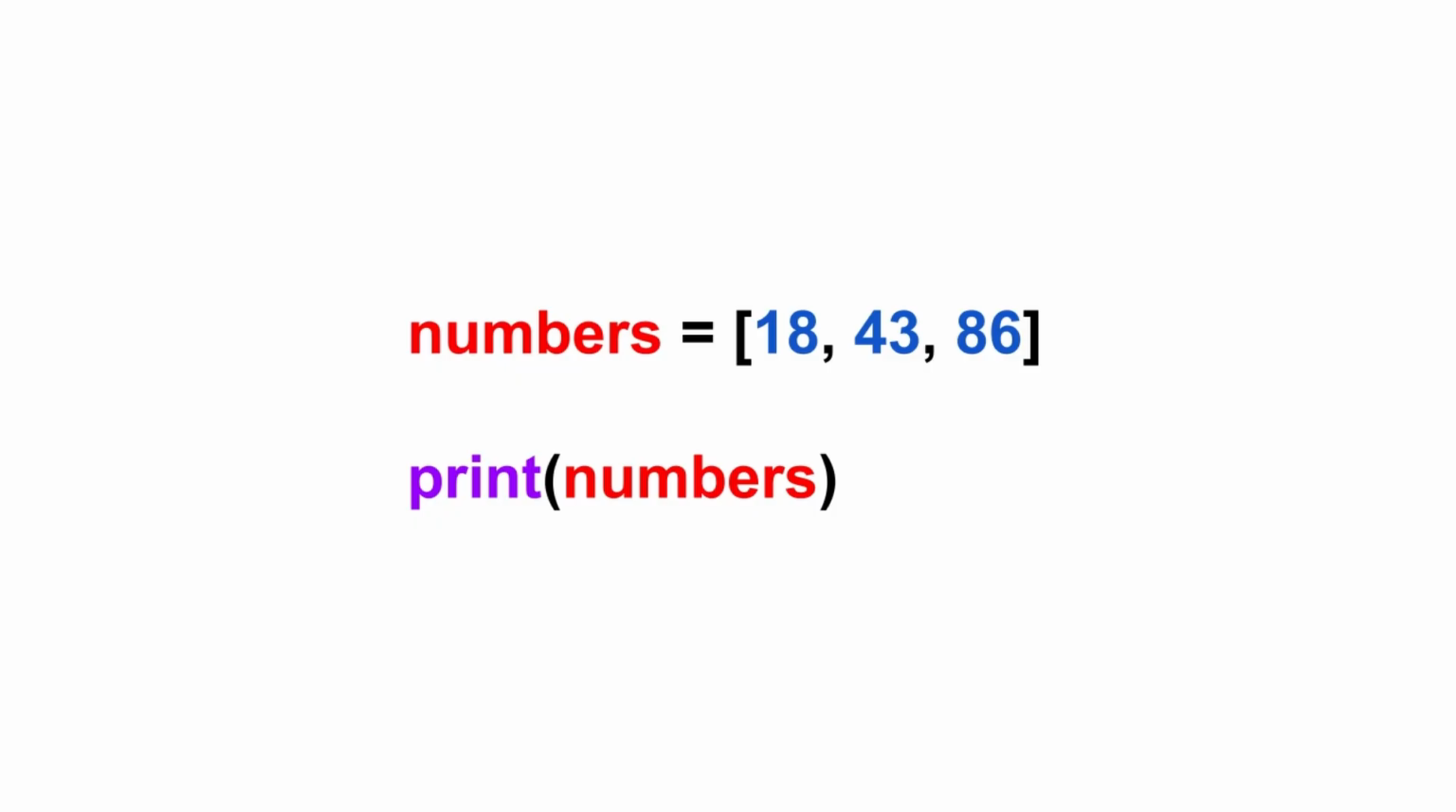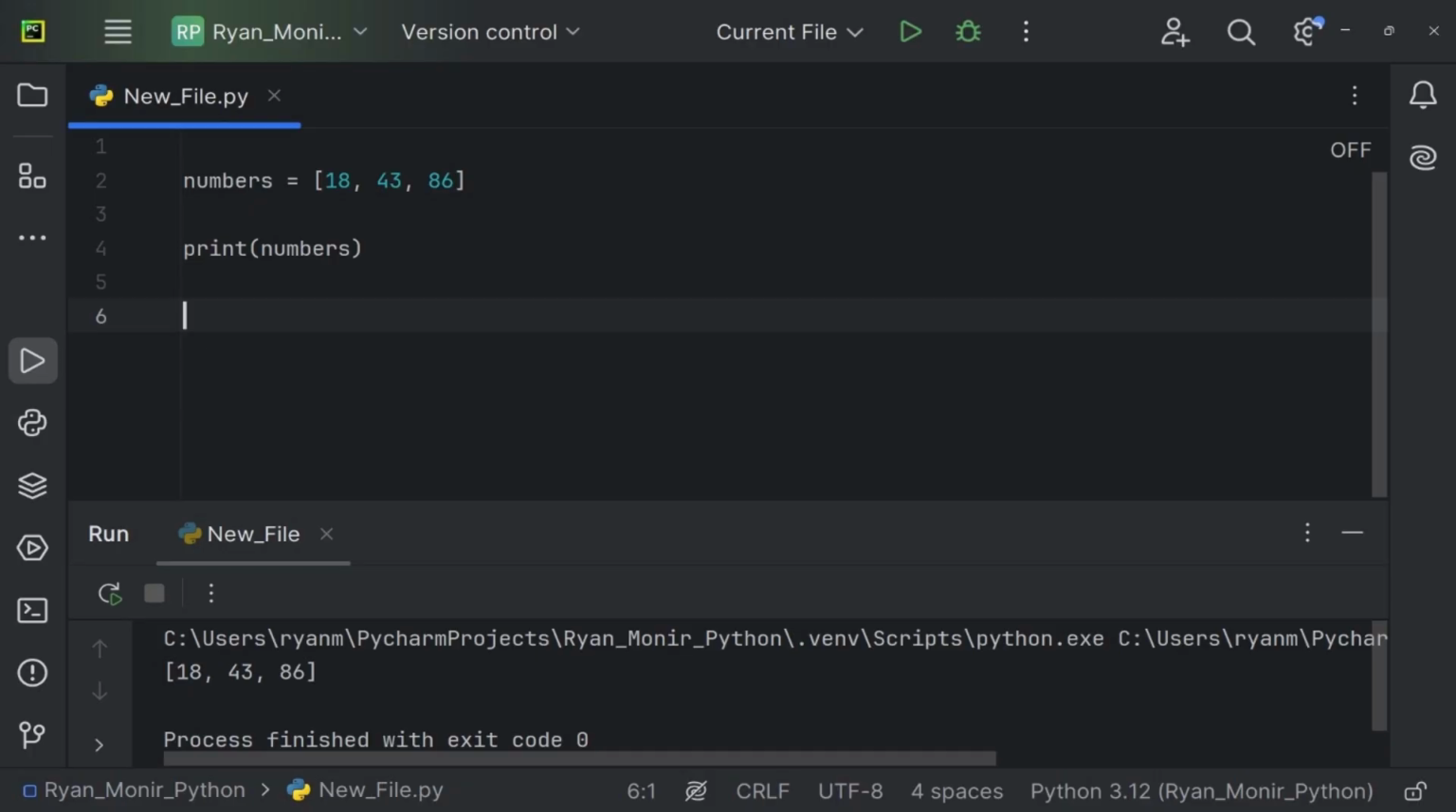Before we proceed, we should keep in mind that a list doesn't always have to be composed of string items. It can also be composed of other data types like integers, floats, or even a Boolean. For example, here I have a list composed of numbers. This is also a correct way of writing a list. If we run this, we will see our numbers on the console.